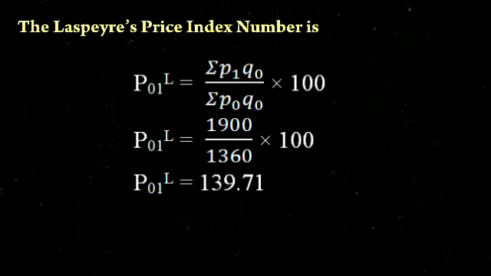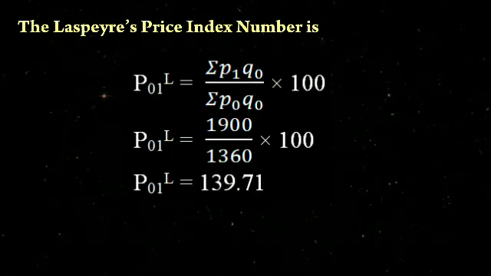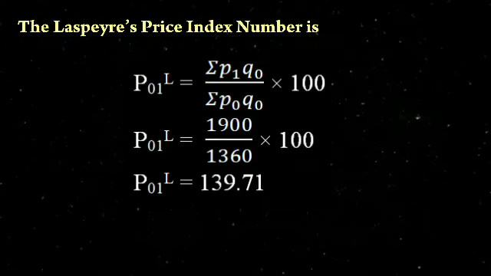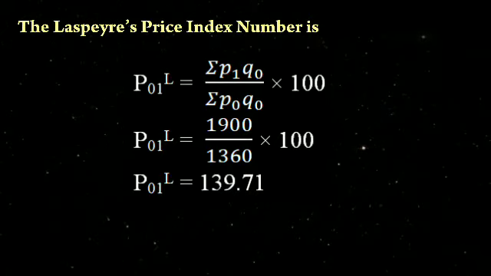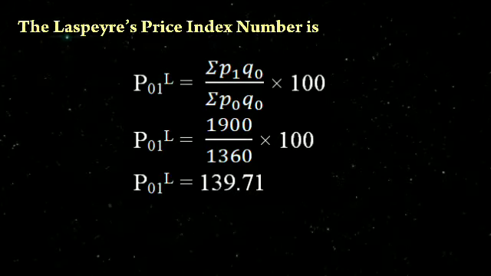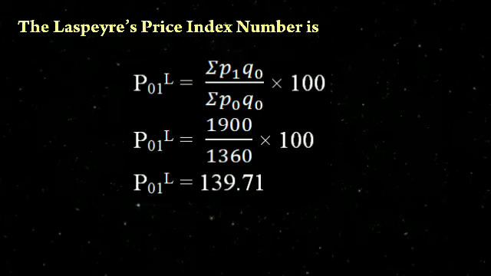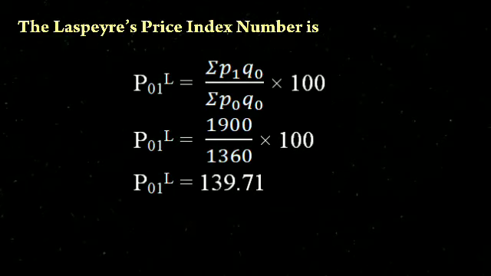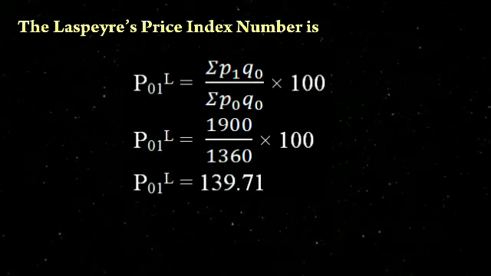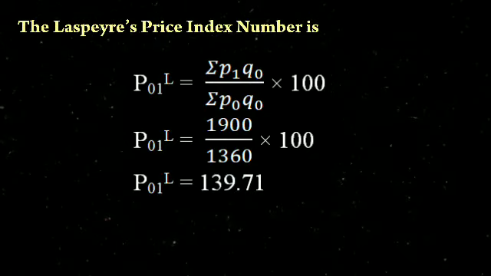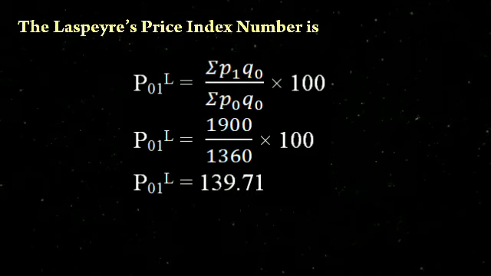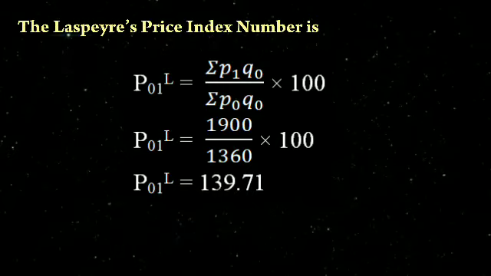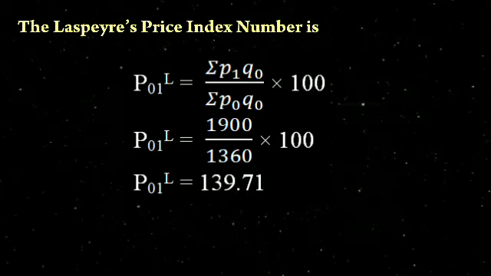The Laspeyre's price index number is, write the formula, P01 of L equal to, write sigma on both numerator and denominator. Since you are computing price values, it is P1 divided by P0, where Q0 is fixed for both numerator and denominator. Sigma P1 Q0 divided by sigma P0 Q0, which is multiplied by 100. After that, substitute in the formula, that is equal to 1900 divided by 1360, which is multiplied by 100. That is equal to 139.71. So Laspeyre price index number is 139.71. After that, you should conclude about the data.